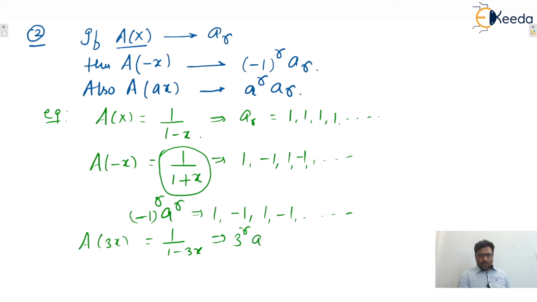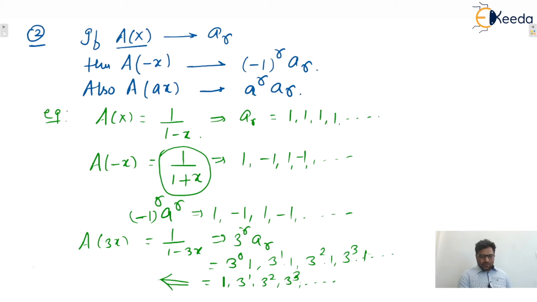3 raised to power r into ar. So 3 raised to power 0, that is 1, then 3 raised to power 1 into 1, then 3 square into 1, then 3 cube into 1, and so on. Yes or no? Now this becomes 1, 3 raised to power 1, 3 square, 3 cube, and so on. Yes or no? So the generating function will be what?